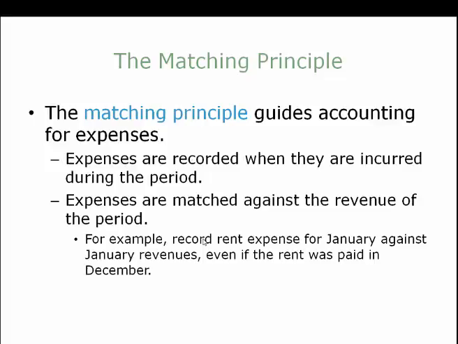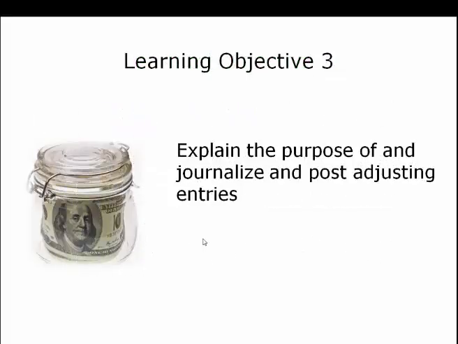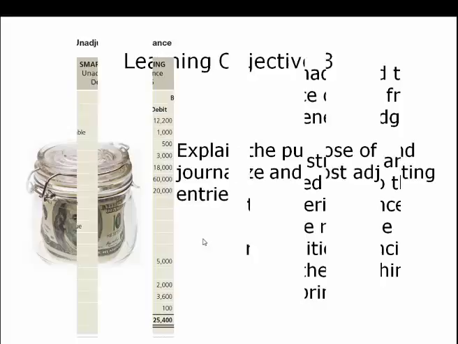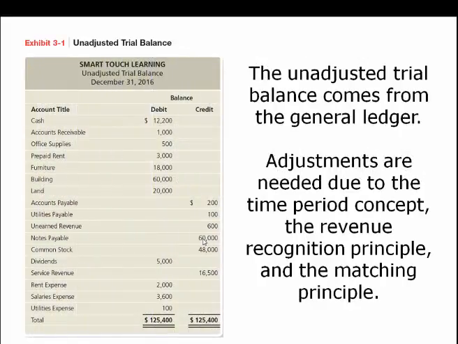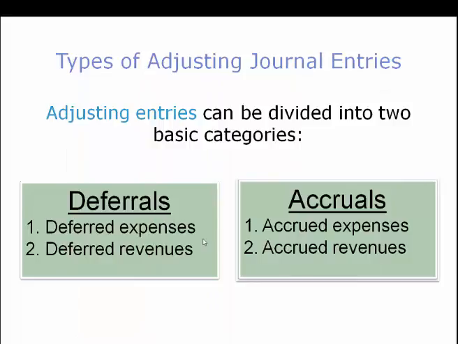And really, these two principles are the basis for accrual basis accounting, which we're going to talk about now. Accrual basis accounting requires that you do adjusting entries, and you do two different types of adjusting entries. What we're going to do is start off with this unadjusted trial balance. We have different accounts on here, but what we're trying to do is make certain that we match revenues and expenses, and we also use the revenue recognition concept. And we have two different types of journal entries: deferrals, or deferred expenses, and accruals for accrued expenses.